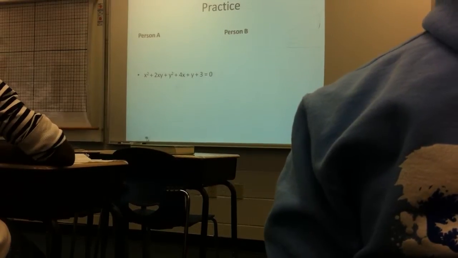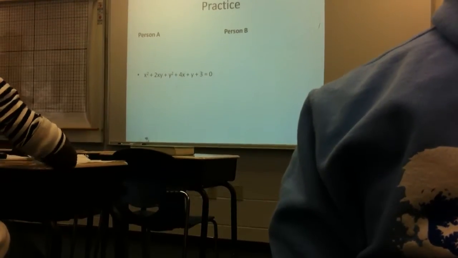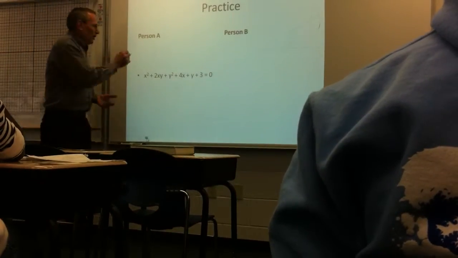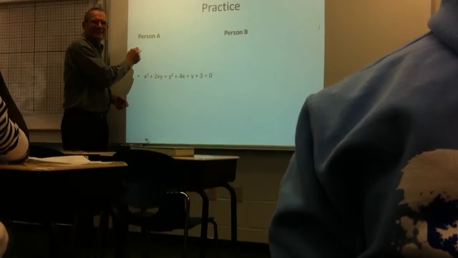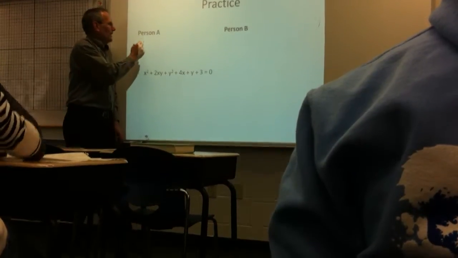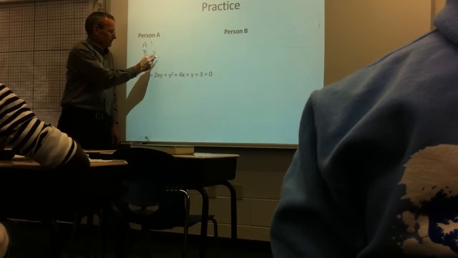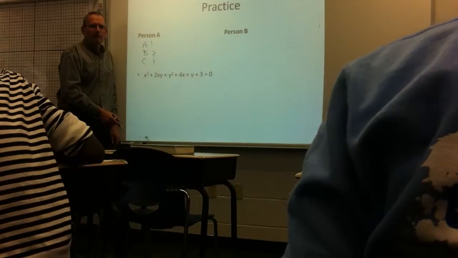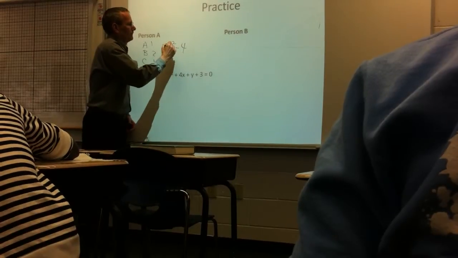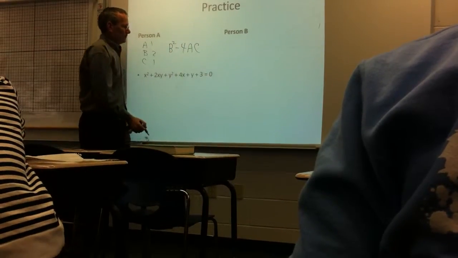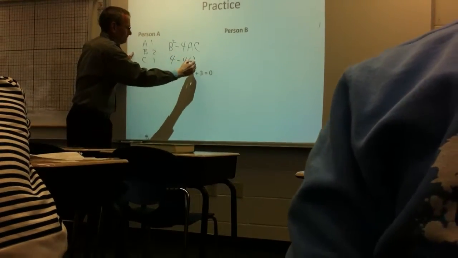Now, I really don't know how to do this one. Let's just do it together. What do you need to know? What's A, B, and C? A is 1, B is 2, C is 1. So now, what's my formula? B squared minus 4AC. So that would be 4 minus 4, which is 0, which makes it a parabola.